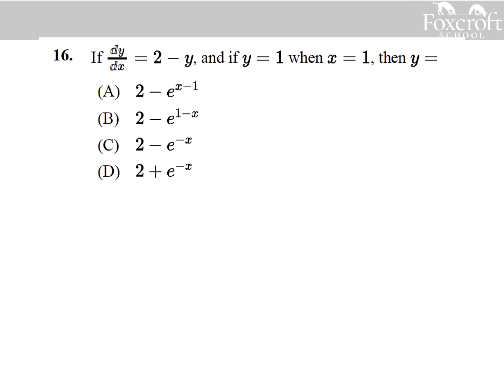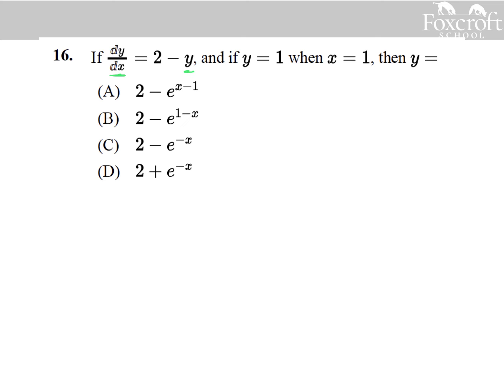All right, if dy over dx equals 2 minus y, and if y equals 1 when x equals 1, then y equals what? All right, so there's a few different things you can kind of see. This is one of the questions related to that optional topic we did when we were doing substitution, which was differential equations. So when you have this derivative and a y in the same equation, it's a differential equation. So you could just skip this question when you see it because you didn't learn it. But there's some things you can know.